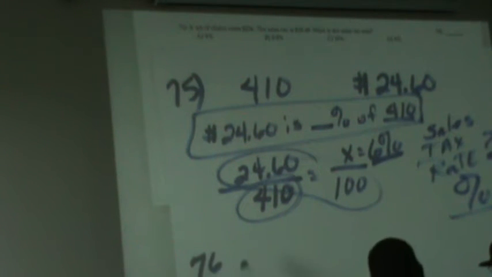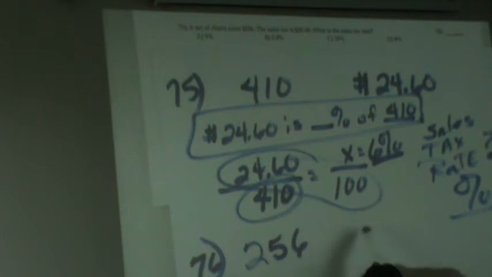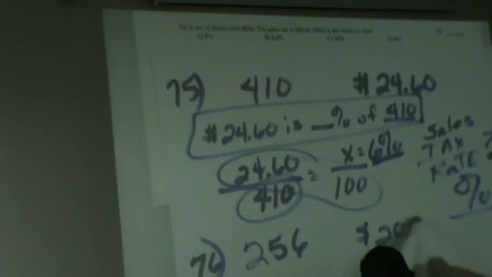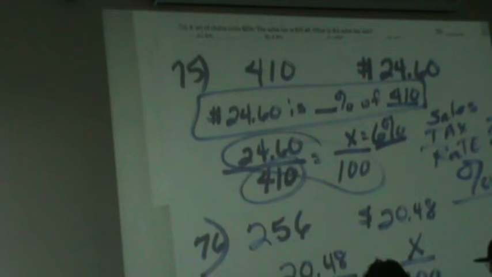A set of chairs costs 256. Tax is 2048. It's going to be the same as that. It gives you the price and the tax. The tax is what percent of the price. So the price goes under. The tax is what percent of the price.